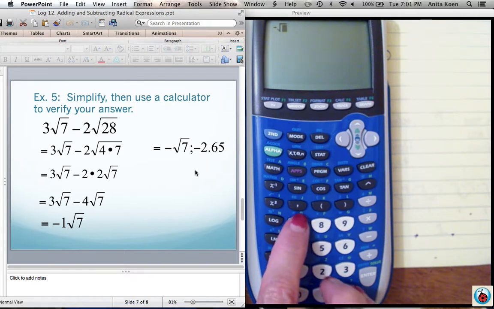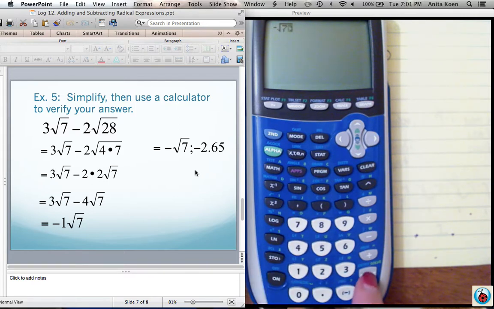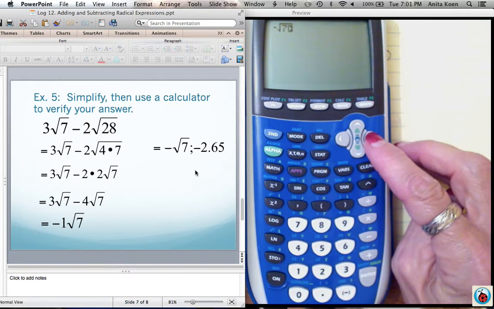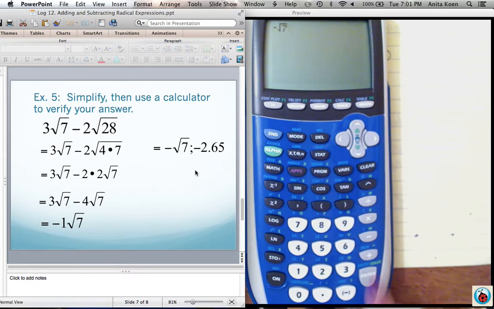And then I'm going to type in 7. And then I can either arrow out from under the radical or hit enter. And that gives me negative 2.645751311. I'm going to round this to the hundredths place. So negative 2 and 65 hundredths.